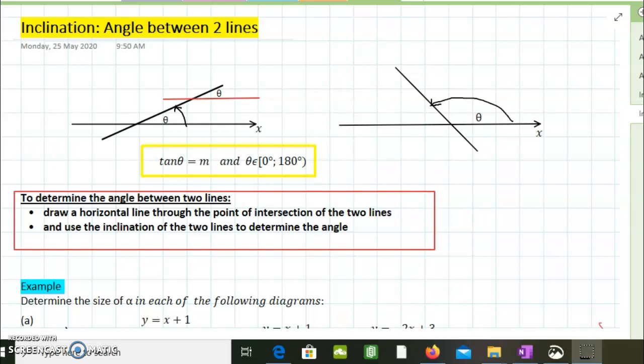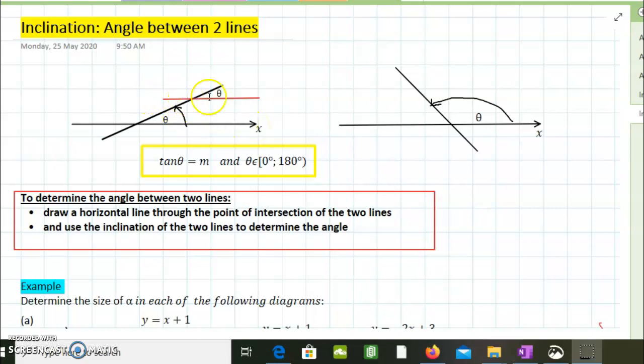Hi grade 11s, today we're going to look at the angle between two lines. Before we do that, let's remind ourselves about what the inclination of the line is. The inclination of a line is the angle that the line makes with the positive direction of the x-axis.